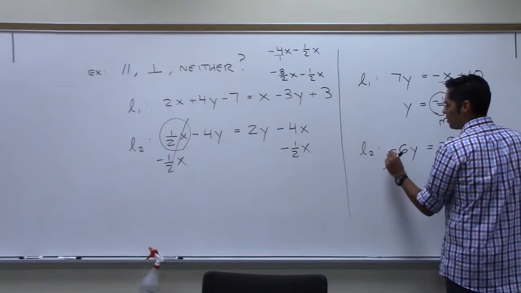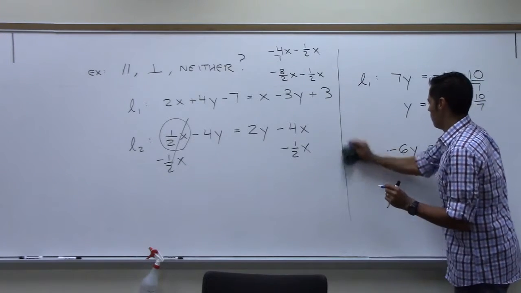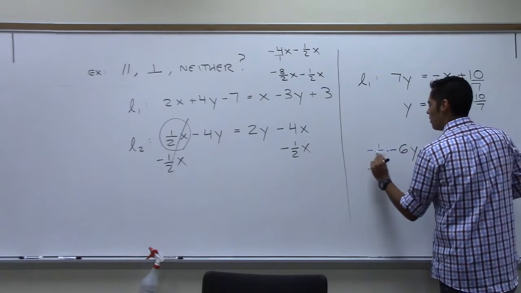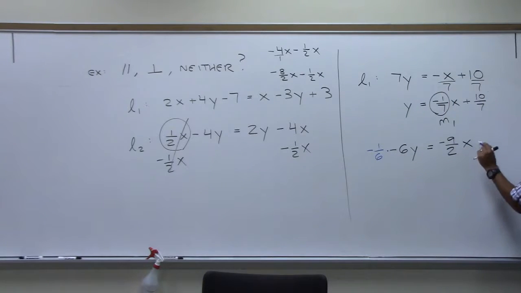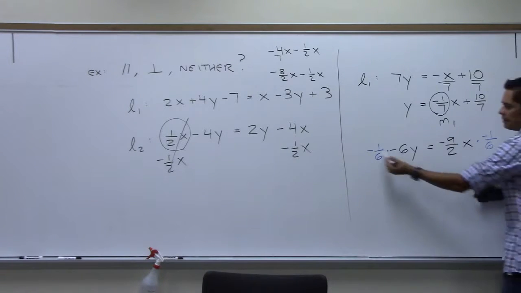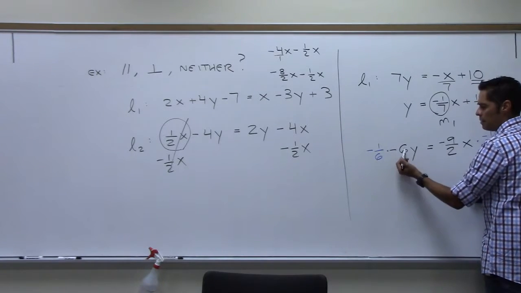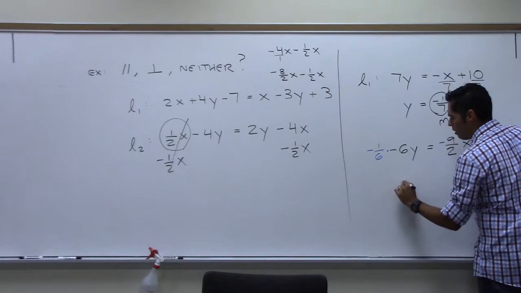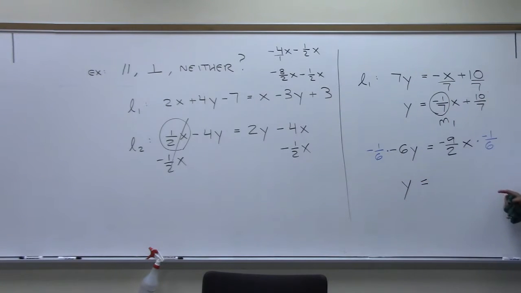So I'm multiplying this side over here by negative 1 over 6, and I'm multiplying this side by negative 1 over 6 as well. And negative times negative is positive. 1/6 times 6, they reduce out. You just get 1y here. And over here, what do we get?